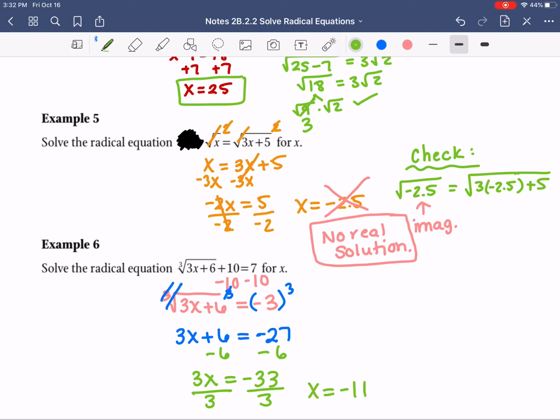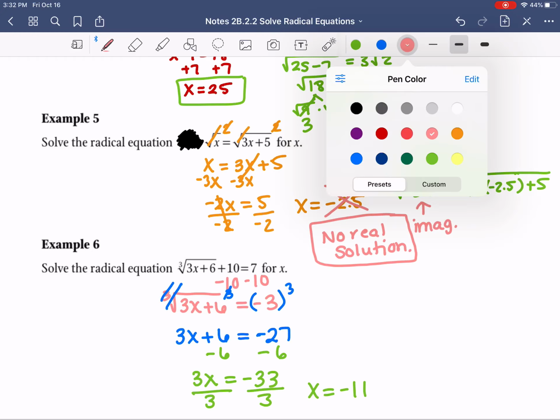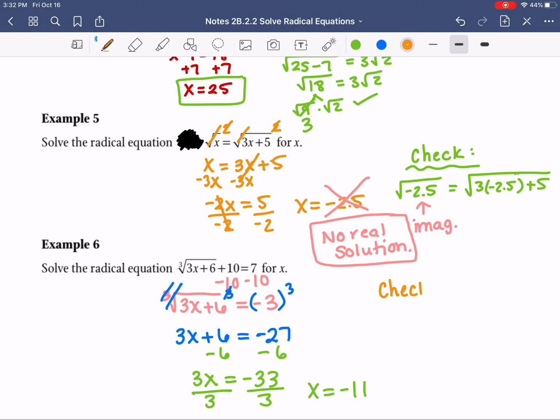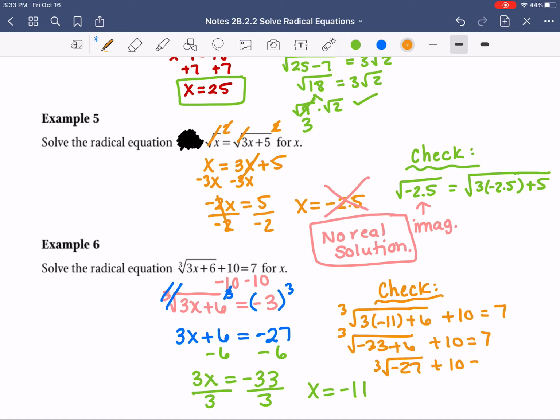Before I put a box around my answer, though, I do want to check to make sure that it is a valid solution. So I get the cube root of 3 times negative 11 plus 6, plus 10 outside the radical, equals 7. So just right here where my x was, I'm plugging in the number negative 11 because that's what we found x to equal. So I get the cube root of negative 33 plus 6, plus 10 equals 7, not a square root. Underneath the root, I have a negative 27, plus 10 equals 7.